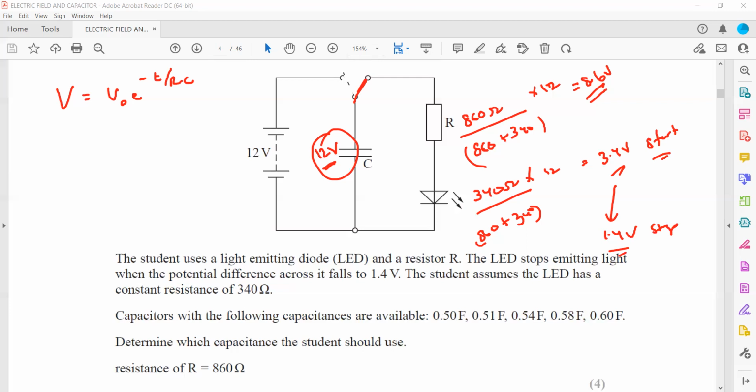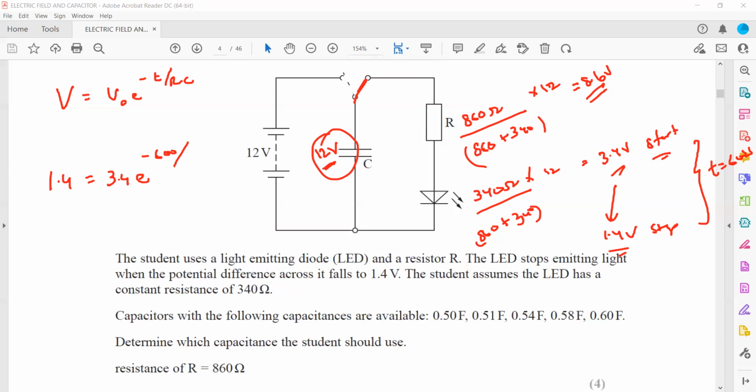We want it to work for 10 minutes, so the time interval from start to stop should be equal to 10 minutes or 600 seconds, because it will be 10 minutes multiplied by 60 to convert into seconds. So V is the voltage at which the LED stopped working. Maximum voltage was 3.4. E raised to the power minus t is the time for the capacitor to discharge. The basic idea is that it took 10 minutes or 600 seconds to change the voltage from 3.4 to 1.4.